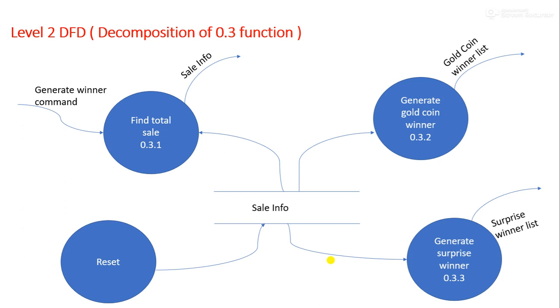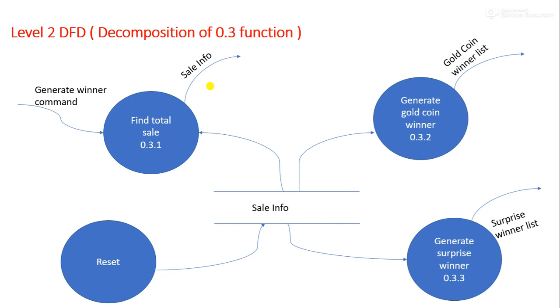So these are all the functions that we have in our 0.3 function. We can't decompose these functions further, so we need to stop drawing our DFD when we have decomposed all the functions successfully. So this is how we can draw our DFD. After drawing the DFD, we need to prepare our data dictionary. The data dictionary is used to describe the input and output data and their data types. In our next video, we are going to see how to prepare the data dictionary.